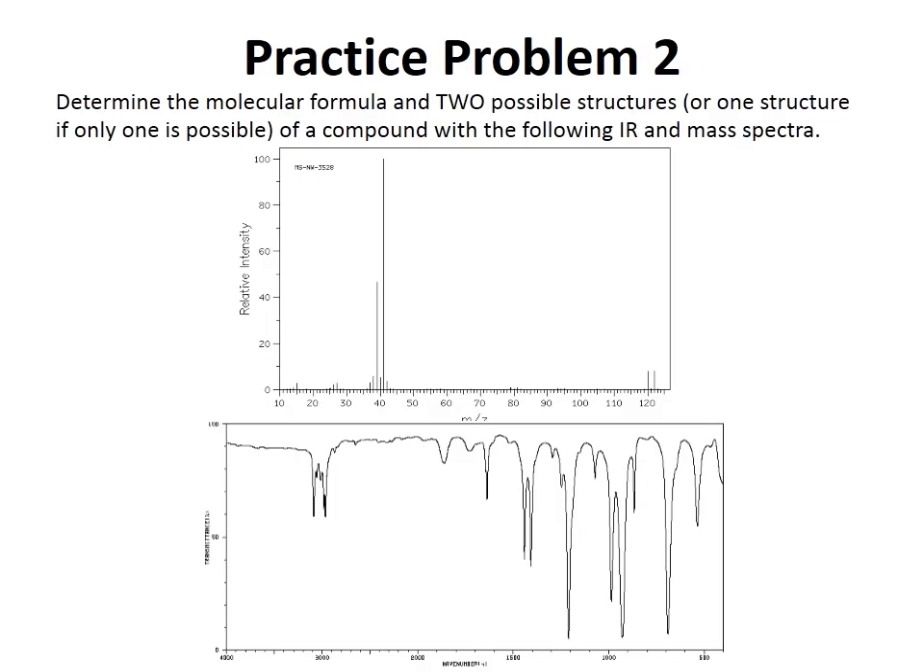Practice problem 2. Determine the molecular formula and 2 possible structures, or 1 if only 1 is possible, of a compound with the following IR and mass spectra. You have to use all the information you have about isotope abundances, right? Like the M to M plus 1 ratio, which tells you how many carbons there are, and the M to M plus 2 ratios, which can tell you whether or not you have a bromine or chlorine present. Also remember that for odd mass molecular ions, that means you have an odd number of nitrogens.